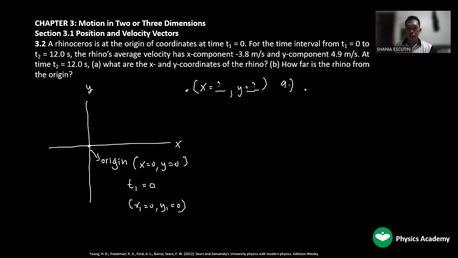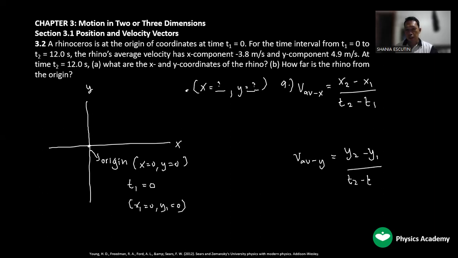Let's use the formula. The average velocity for the x component is equal to the displacement, which is the final position minus the initial position, over the time interval, which is t2 minus t1. The same for the average velocity along y, which is equal to y2 minus y1 over t2 minus t1. Here, this is our x2 and this is our y2, which we do not know.